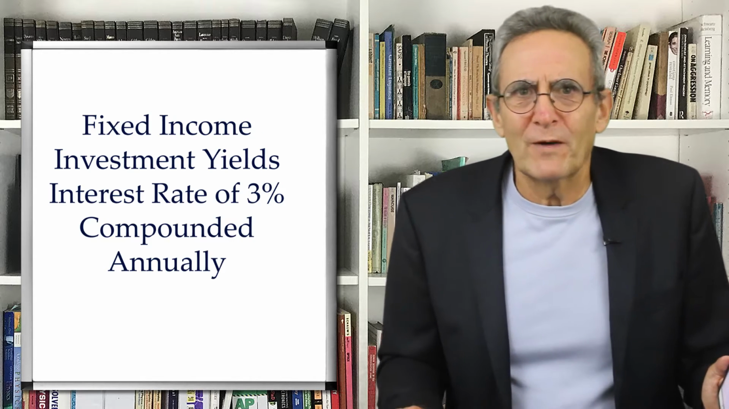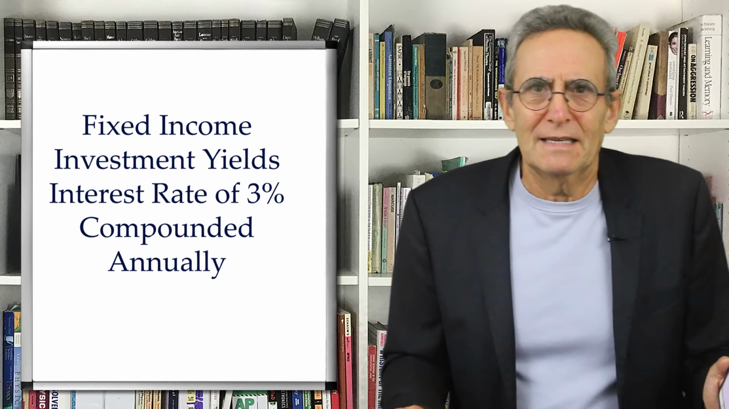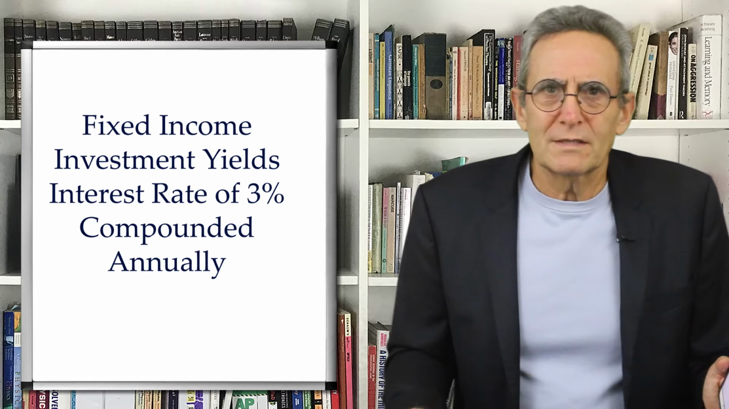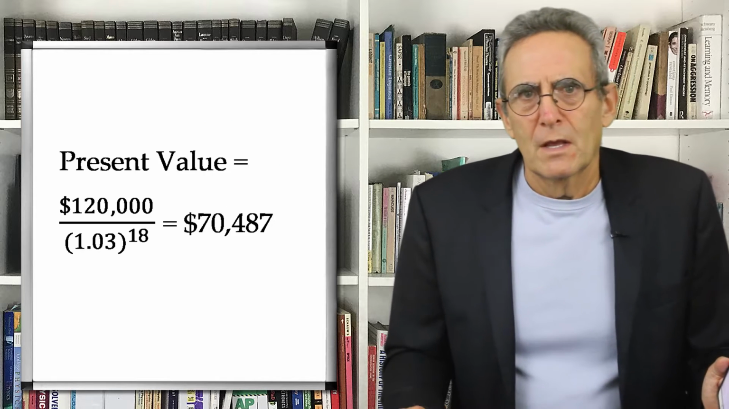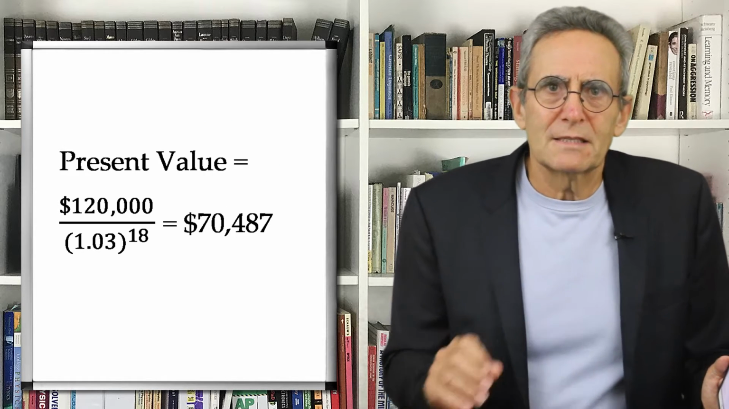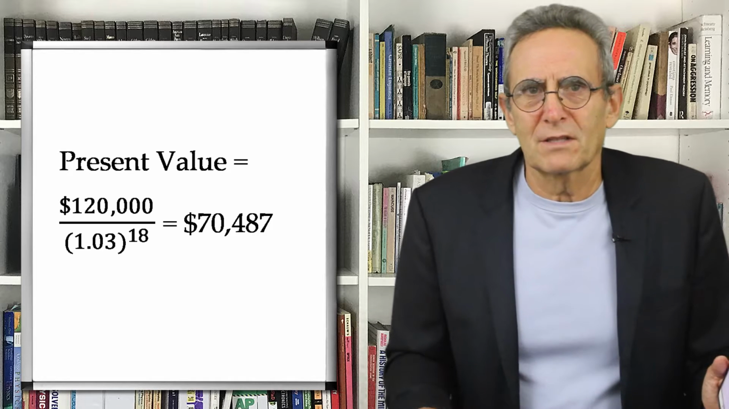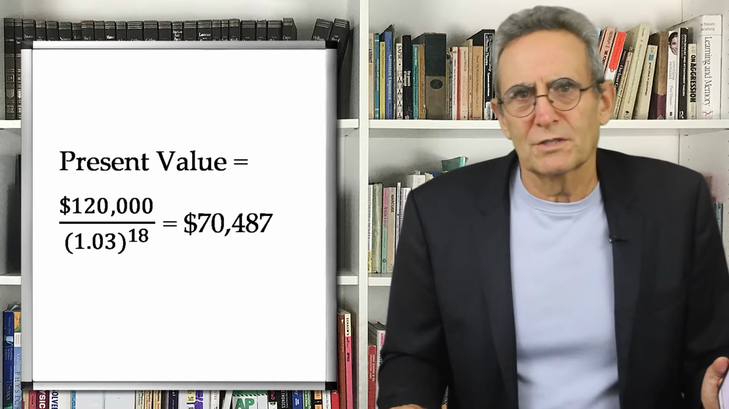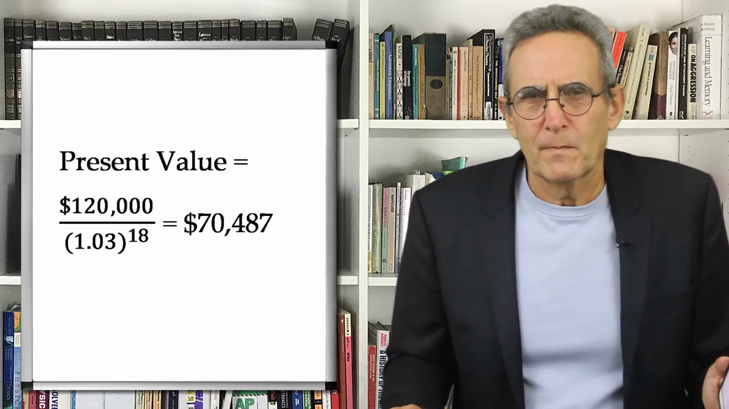Now, suppose we can find a fixed investment like a CD that yields an annual interest rate of 3% compounded annually. What does the inverted formula tell us? It tells us the parents need to set aside a little over $70,000 today, and with these given investment assumptions, you will assure yourself of having the needed $120,000 18 years from now.